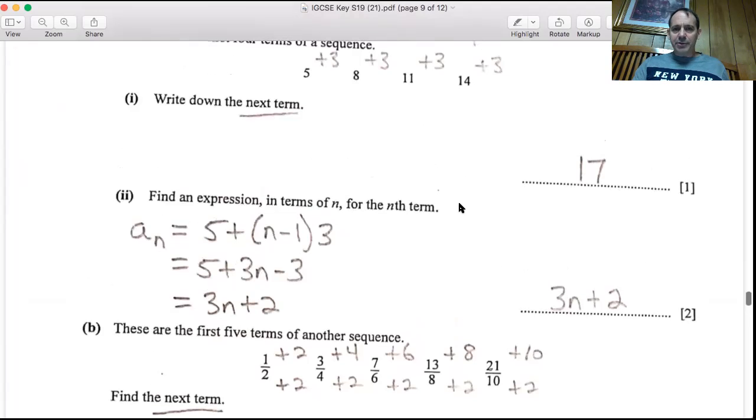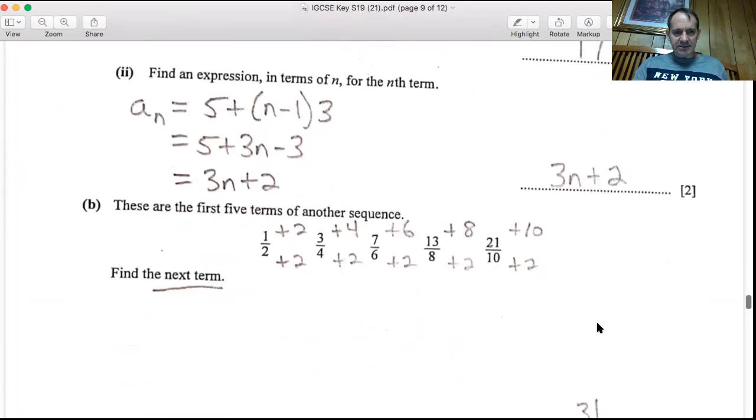If you want, you can double check. Notice 14 is the first, second, third, fourth term. So if you put 4 here, 3 times 4 is 12 plus 2 is indeed 14. So this expression will help you find any particular term that you want in that sequence.